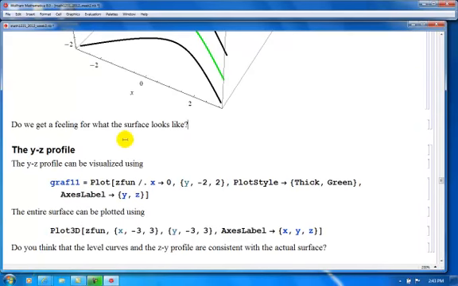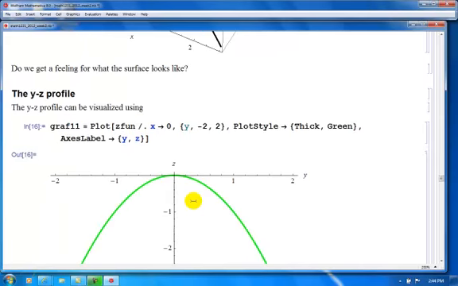The next thing we're asked to compute or to plot is the YZ profile. So we set x equals 0 and plot z as a function of y. That will look something like that, and it looks like that's a parabola.